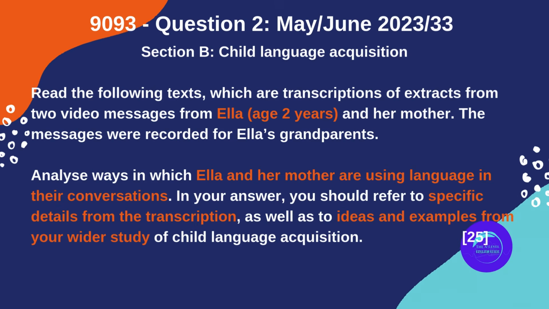So what is this question really testing? 3 things. 1. Your ability to understand how language is used by both the child and the adult in real, spontaneous speech. 2. Your understanding and accurate use of child language acquisition theory. So not just name-dropping theorists, but actually linking their ideas to what's going on in the transcript. 3. Your ability to analyse features using proper terminology and a clear paragraph structure. That means knowing what terms like holophrase, ellipsis, substitution, or adjacency pair mean, and applying them properly.